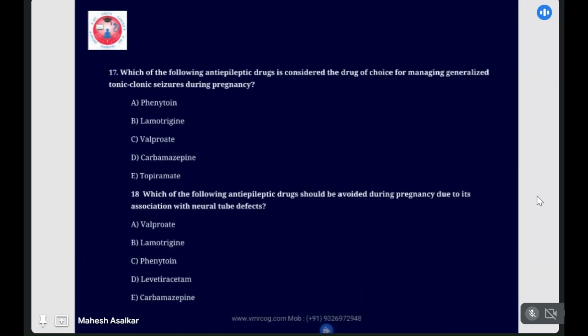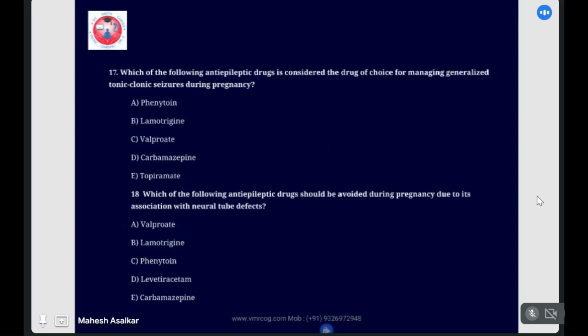Next question, Dr. Sinchana, question 17: which of the following anti-epileptic drugs is considered the drug of choice for managing generalized tonic-clonic seizures during pregnancy? A. Phenytoin, B. Lamotrigine, C. Valproate, D. Carbamazepine, and E. Topiramate. B, lamotrigine.